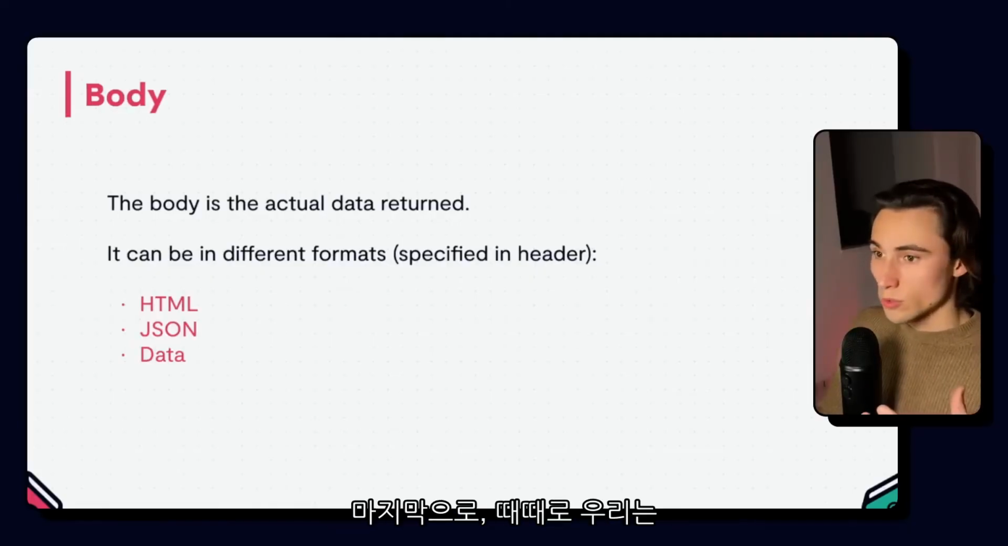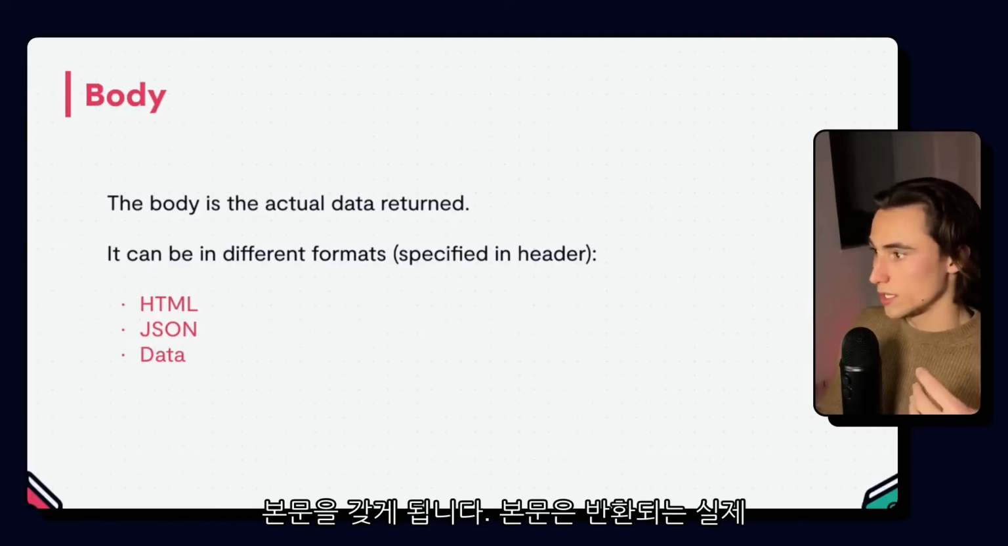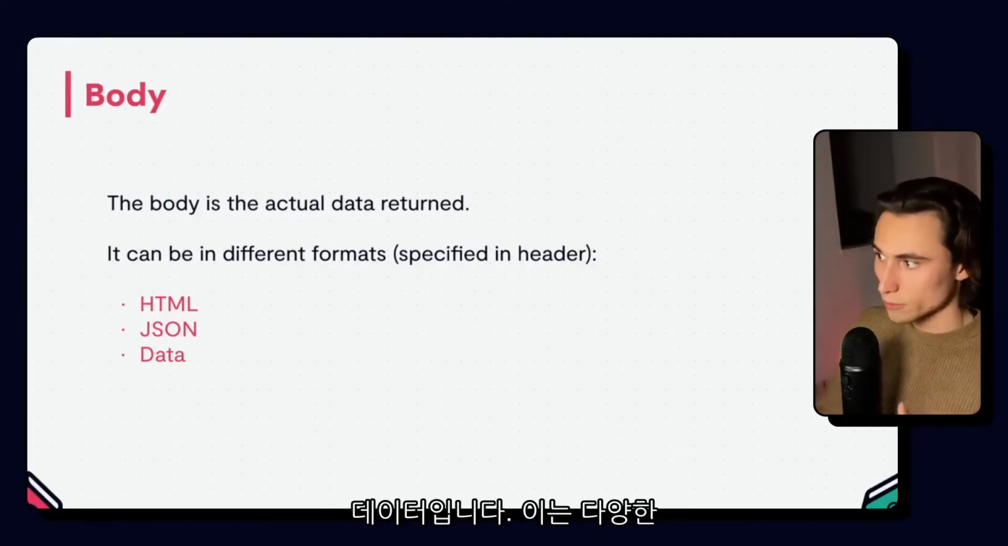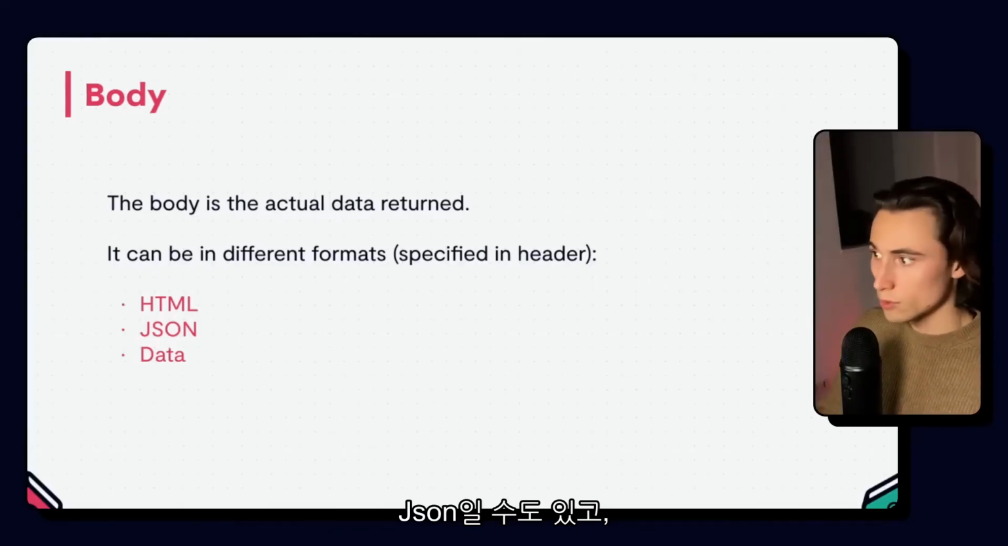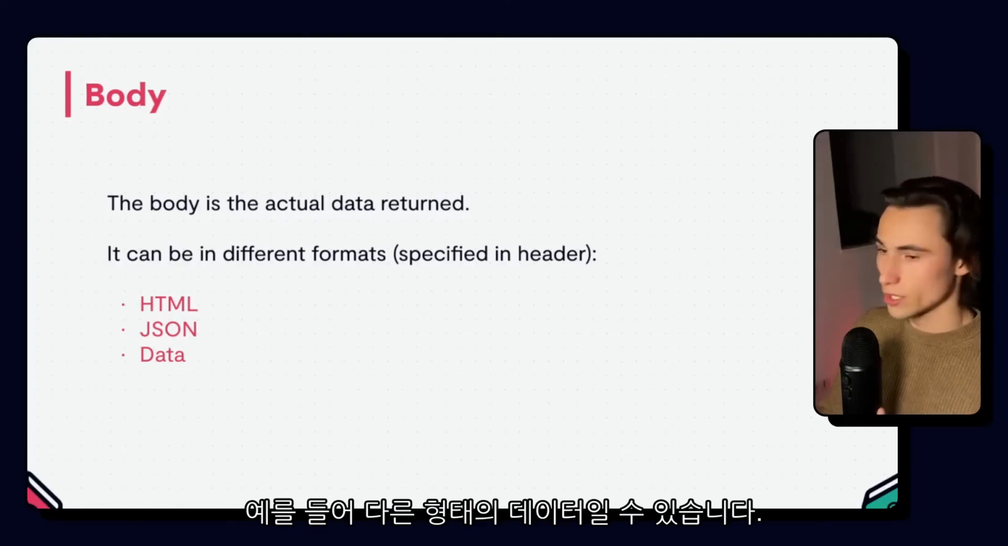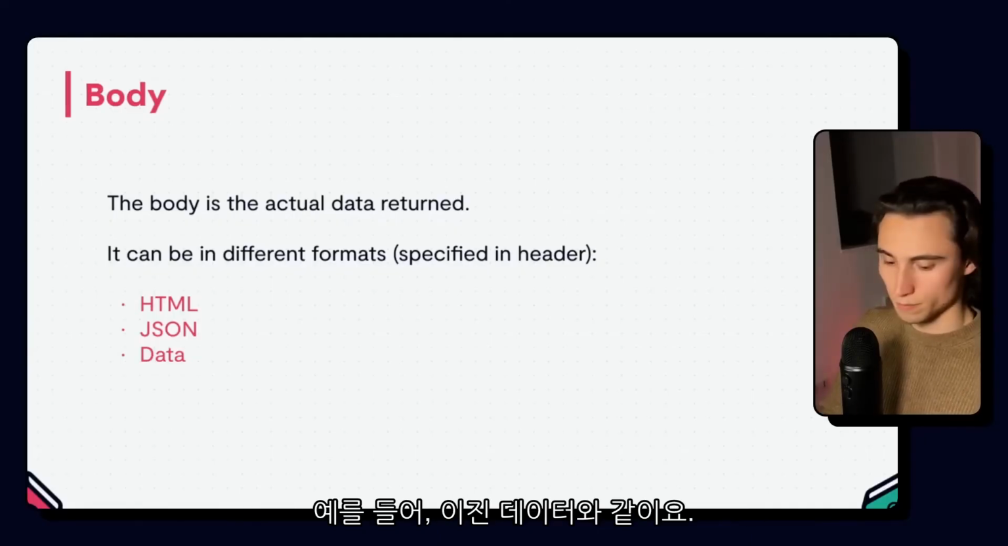Finally, sometimes we're going to have a body. The body is the actual data being returned. It can be in many different formats. It can be HTML if we're browsing the web. It can be JSON, or it can be any other forms of data, for example, binary data.